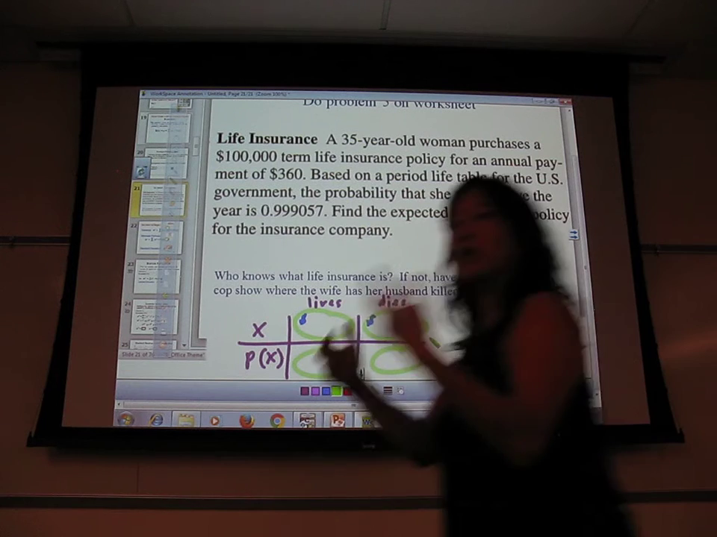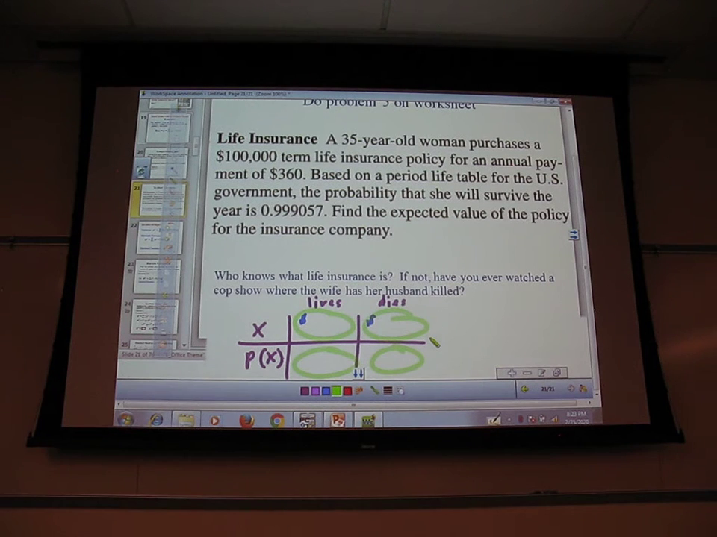Are you guys kind of following this idea? So what happens if she lives? Do they get money or do they lose money? They get money. How much do they get? They get $360. If she dies, then they have to pay. But don't forget, she gave them money, so how much do they have to pay? $100,000, but they still get to keep the $360 you pay at the beginning of the year. So those should give you those numbers there.